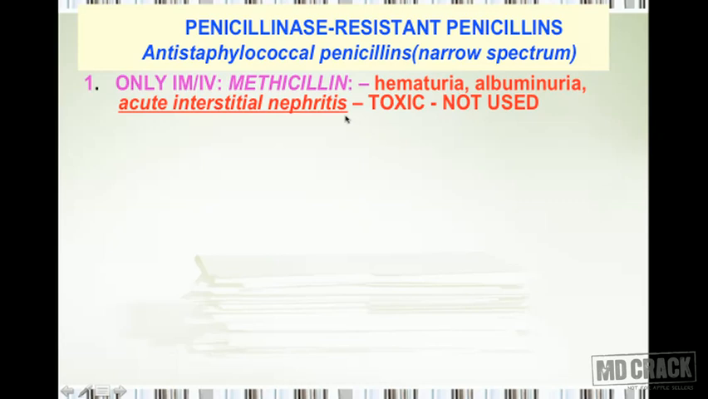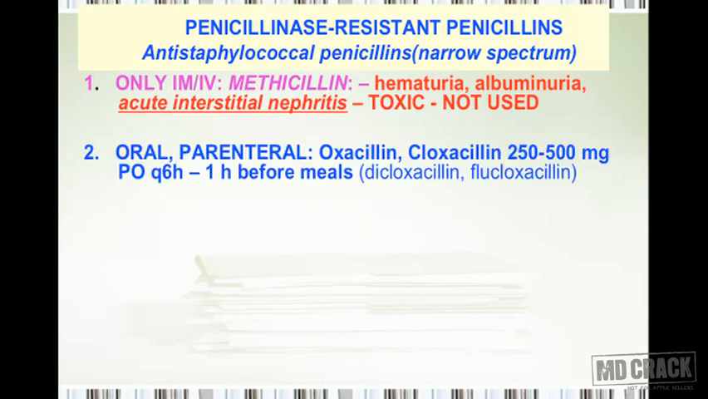After use for long years, methicillin use has finally been stopped and it has come down much, and most probably methicillin is not used these days. So it's toxic, but methicillin has got its own place in the history of chemotherapy, and it helped a lot of patients when the organism, the staphylococcus, was resistant to other penicillins. The second group are the penicillinase-resistant penicillins which could be used by the oral route as well as the parenteral route, and they are oxacillin and cloxacillin.